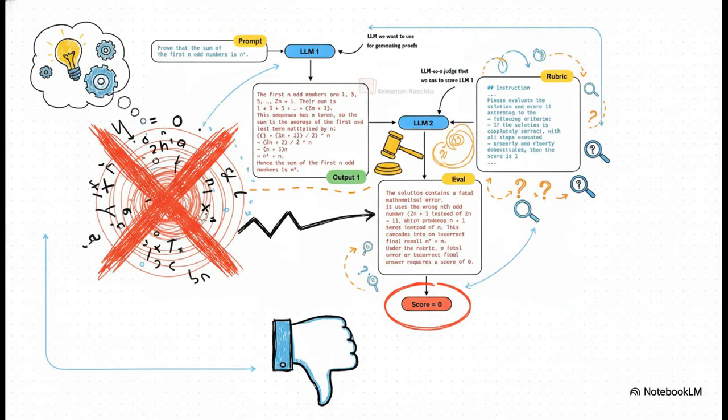This diagram just lays it out so clearly. You have one model, LLM1, that tries to write a mathematical proof. But then a second model, LLM2, comes in acting as the judge. It reviews the proof, spots a fatal flaw, a really bad math error, and slaps it with a score of 0. But crucially, it doesn't just fail it. It provides specific, targeted feedback on why it failed.